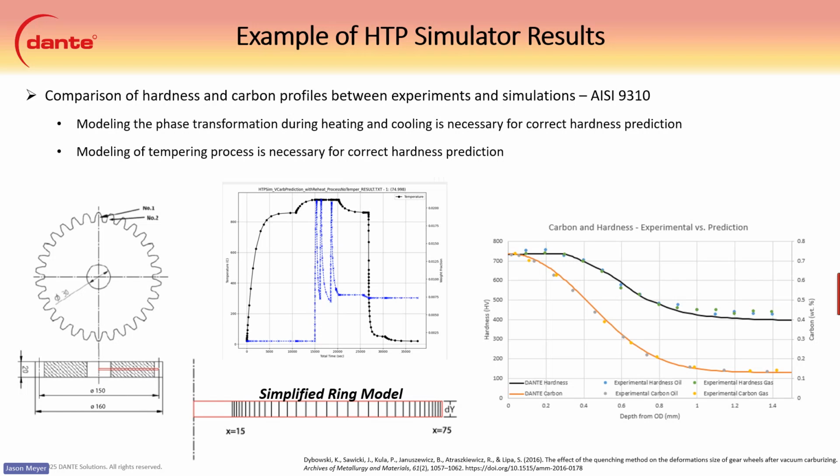And I understand that this is not an infinite cylinder. This is a pancake gear. This is really thin, but the diameter here is about 20 millimeters, and we're only looking at about the first millimeter or so in depth for the actual carbon case and for the hardness profile.